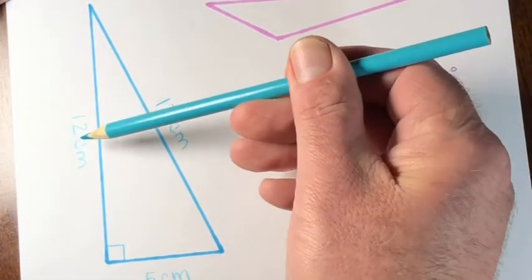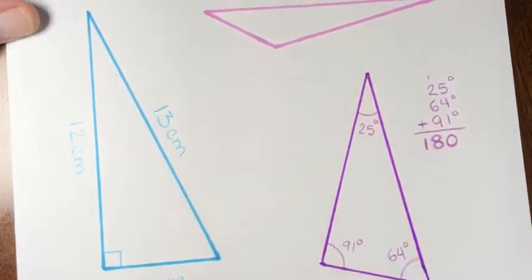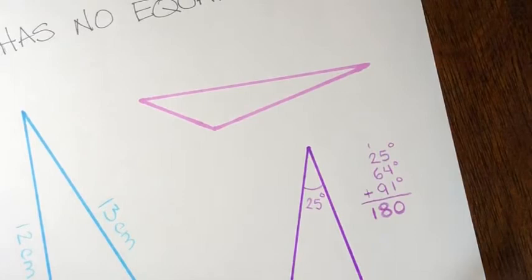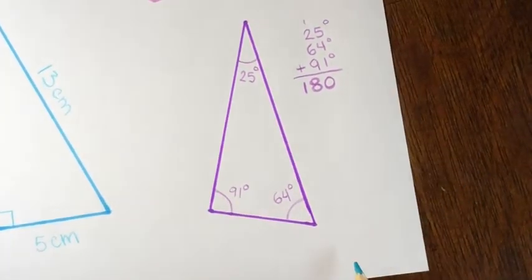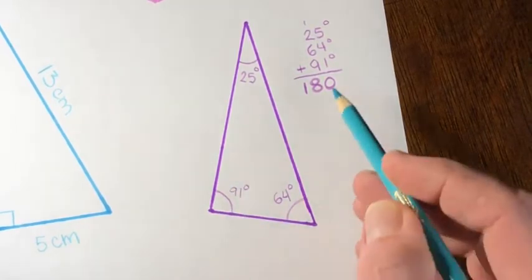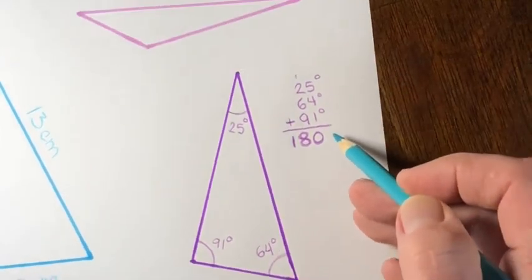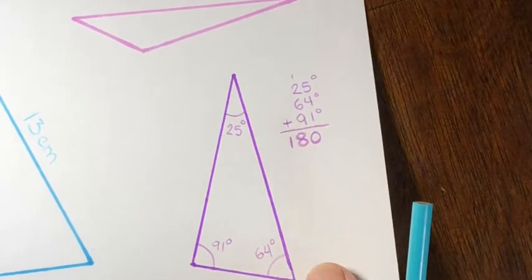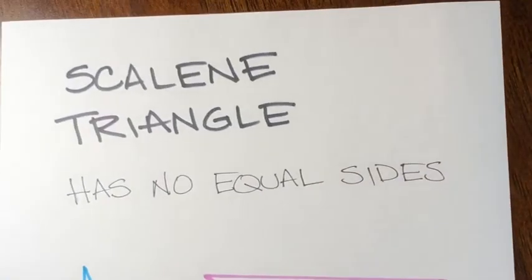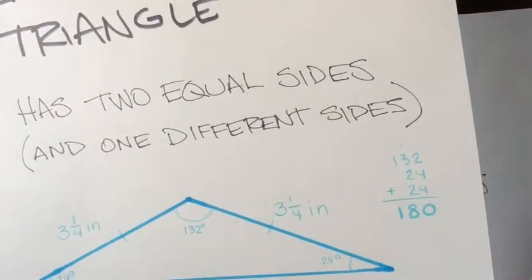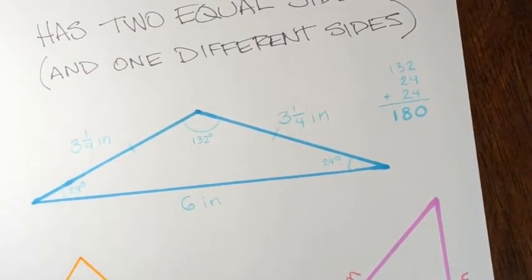So the lengths of each of the sides are always different. So we have a long side here, a medium side here, and a short side there. And this one, even though it looks like a right triangle, we can see it's not. It's 91 degrees there, so it's a little bit bigger. 25 and 64 will still make 180. So, to review, we have the scalene triangle, which is no equal sides. Isosceles triangle with two equal sides.